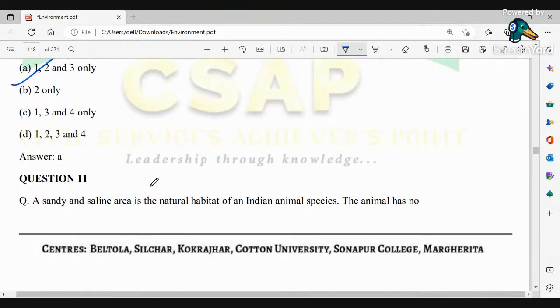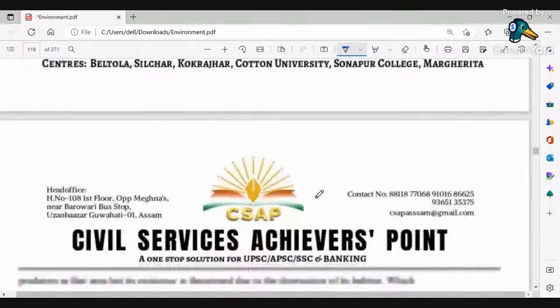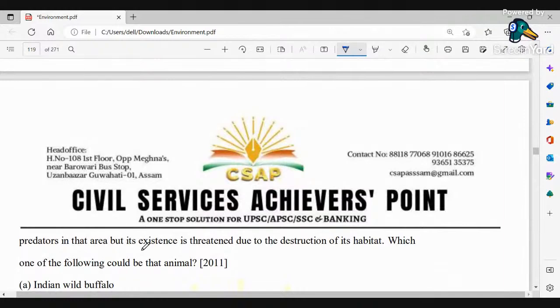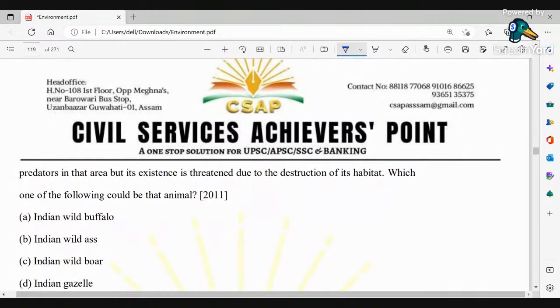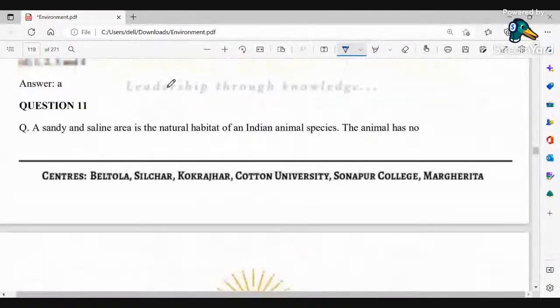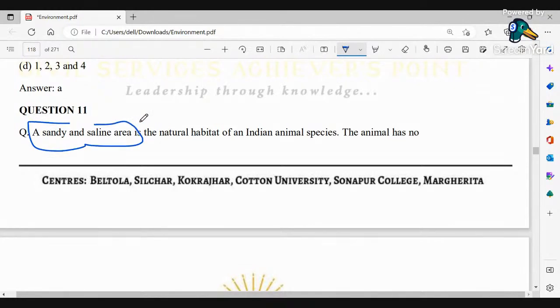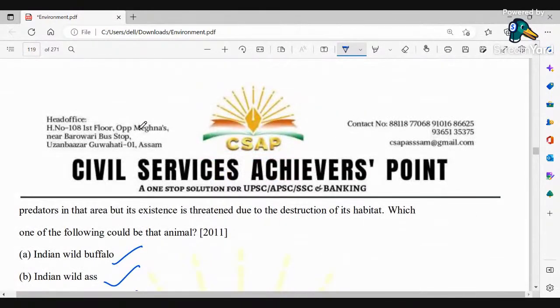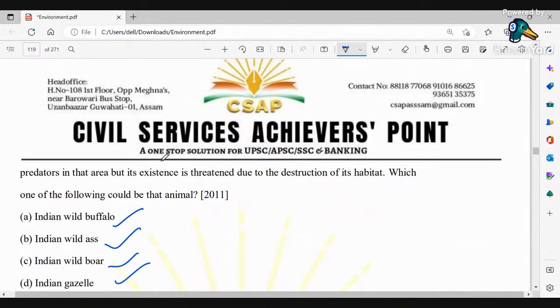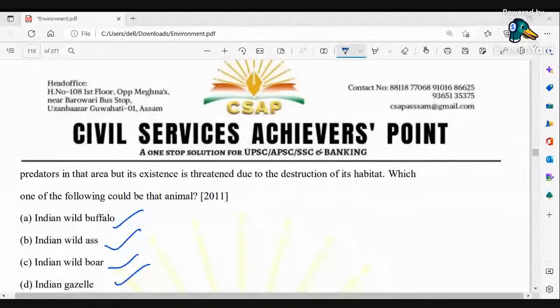A sandy and saline area is the natural habitat of an Indian animal species, and the animal has no predators in that area, but its existence is threatened due to the destruction of its habitat. Which one of the following could be that animal? You have all four options: Indian wild buffalo, wild ass, wild boar, and Indian gazelle. Anyone with the correct option over here? So here it has been said about a sandy and saline area. Question number 11.